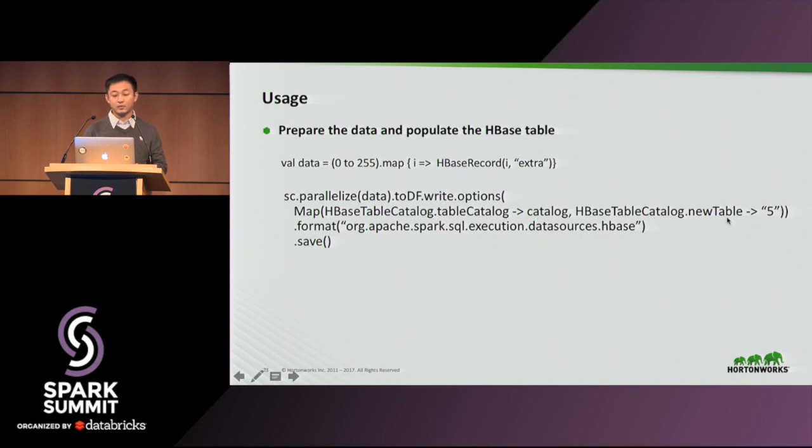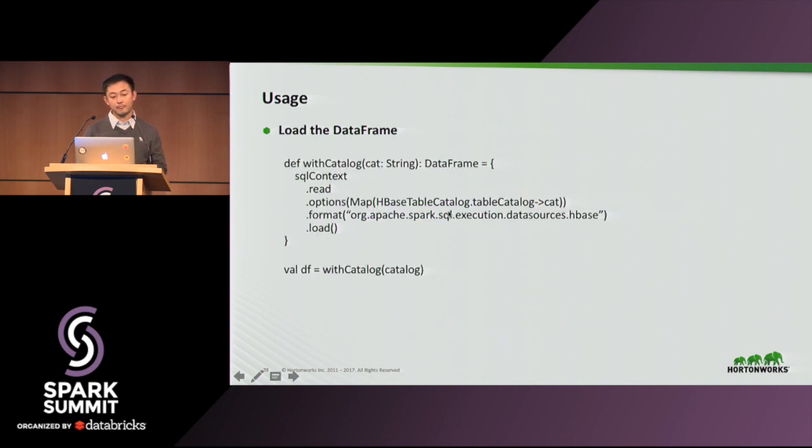And then the new table option means how many region servers we use, for example 5. The format is the data source HBase API, and we call save. In this way, we can write this kind of data into HBase. Okay, this is how to write data into HBase, right?